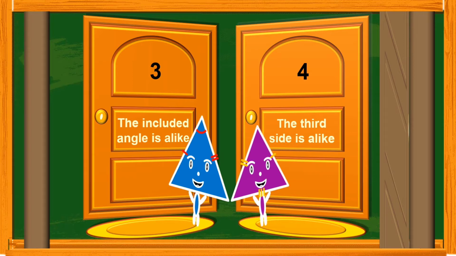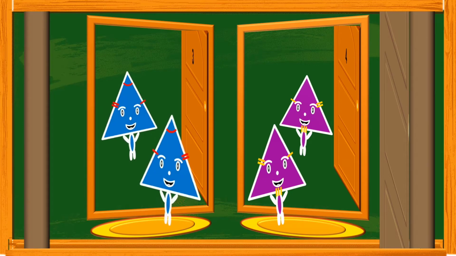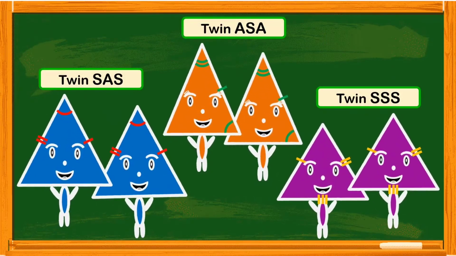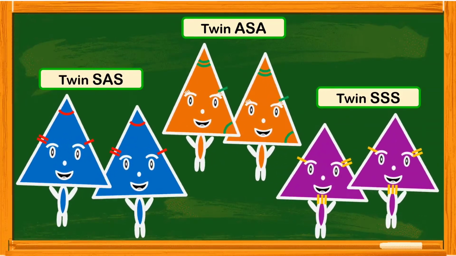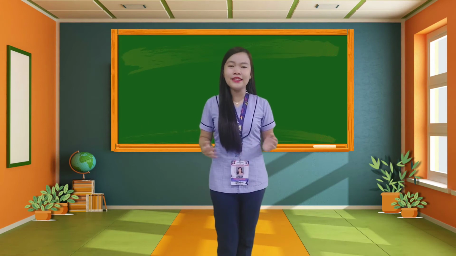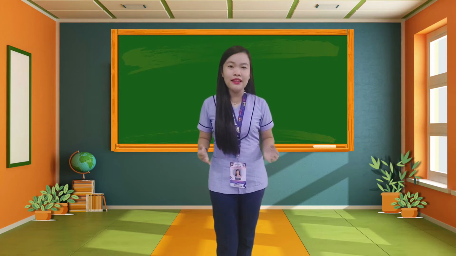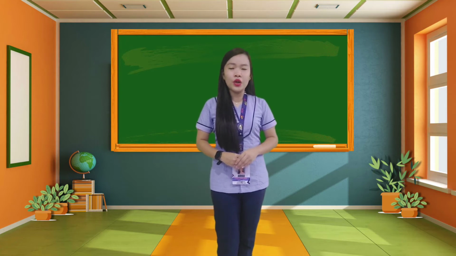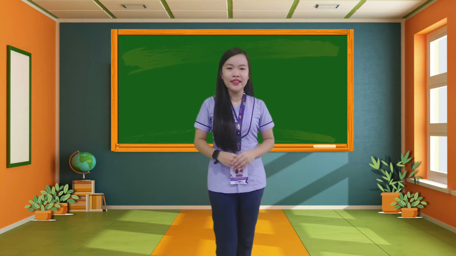You're right. The SAS twins have identical marks also in their included angle, while the SSS twins have identical marks on their three sides. Wow! You did a great job! Finally, they're all happily reunited with their twins. This also means that you are now ready with our lesson for today. In mathematics, we use congruence in describing figures or objects that are alike or identical.